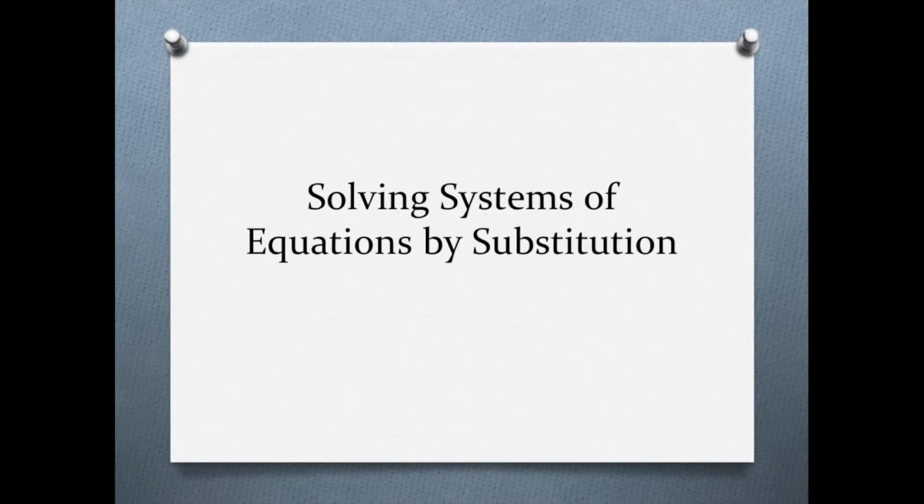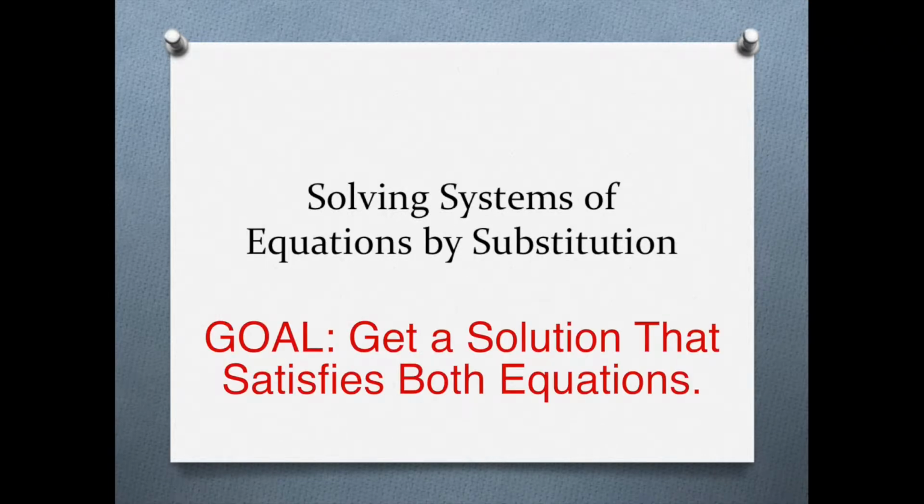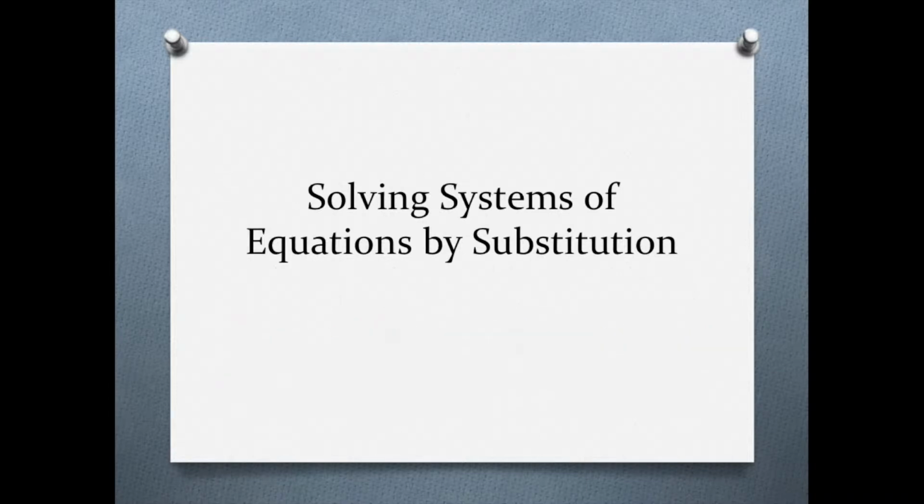When you have two equations in two variables, the goal is to get a solution that will satisfy both equations. The only problem is that you have two variables. One method is to solve one equation for y, substitute that value in the other equation, and simplify to get the value of x. Then, use the value of x in one of the equations to get the value of y. This method is called substitution.